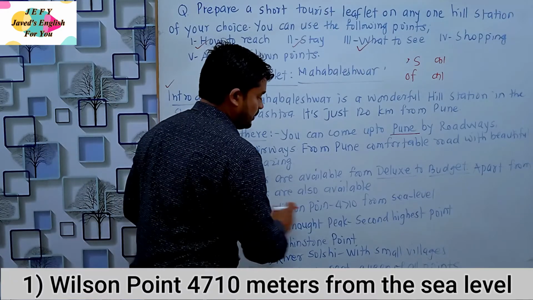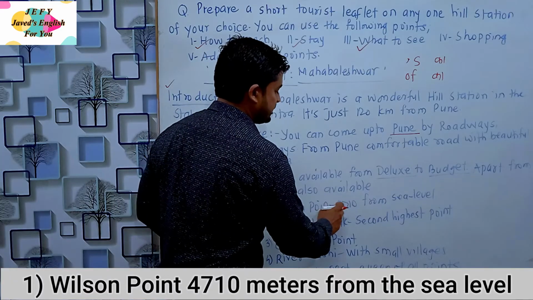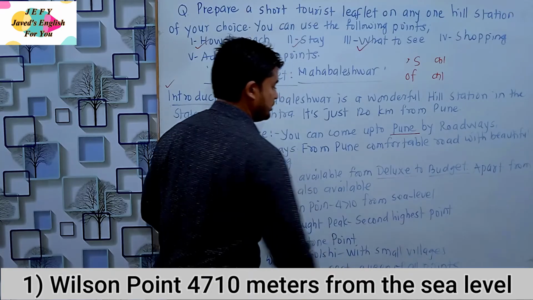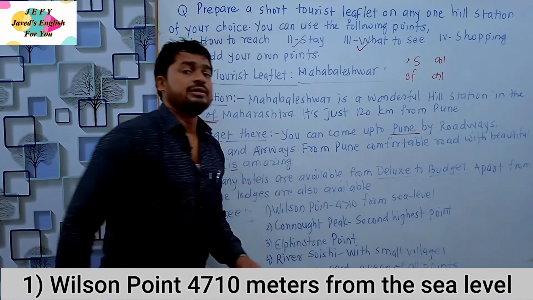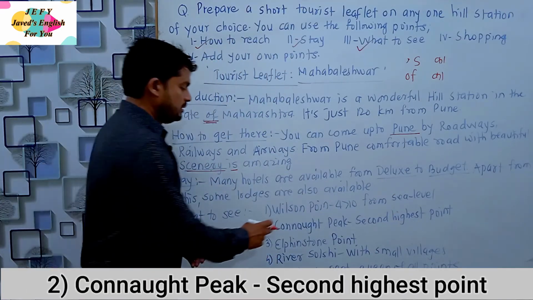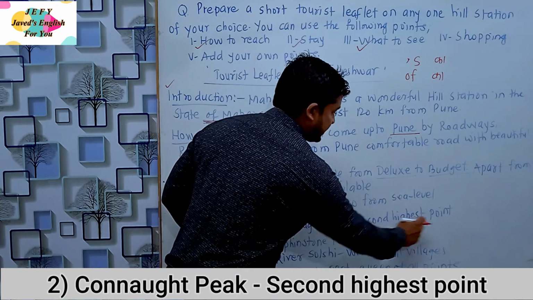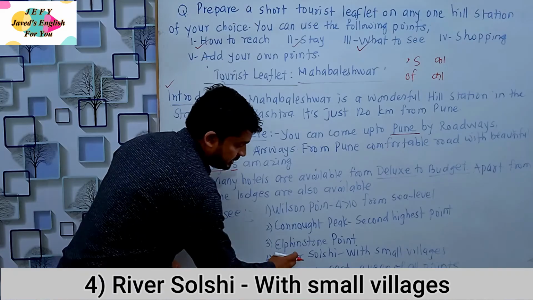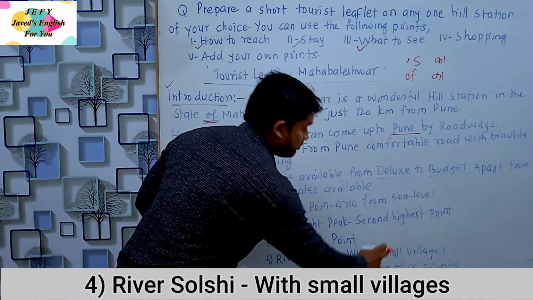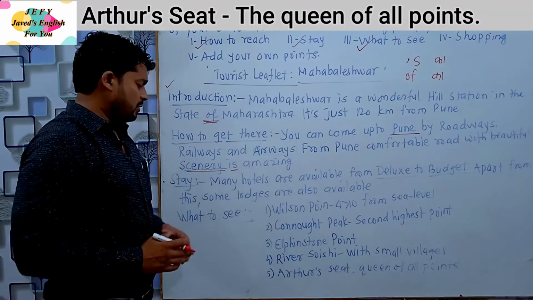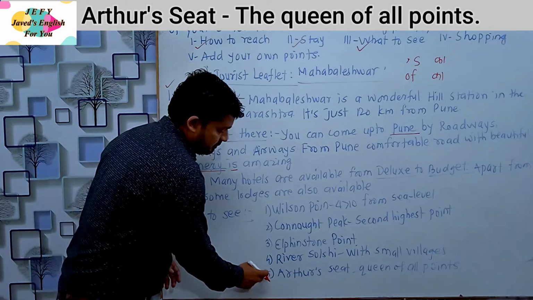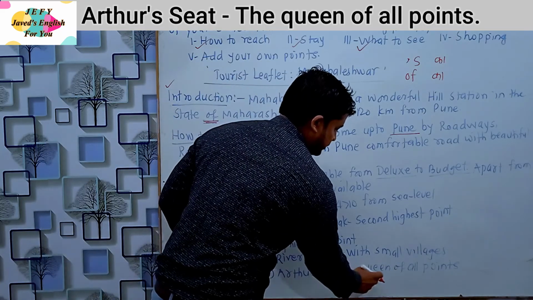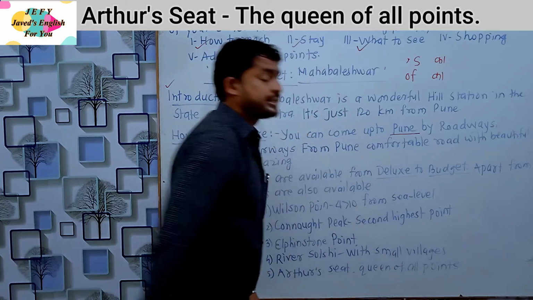Once he comes to Mahabaleshwar, these are all the points that he can see. The first one is Wilson Point, which is 4,710 meters from sea level. The other one, Connaught Peak, which is the second highest point. The third one, Elphinstone Point. The fourth one, River Solchi, which is with small villages. And I have already included the fifth point, Arthur's Seat, which is also called Queen of all points.